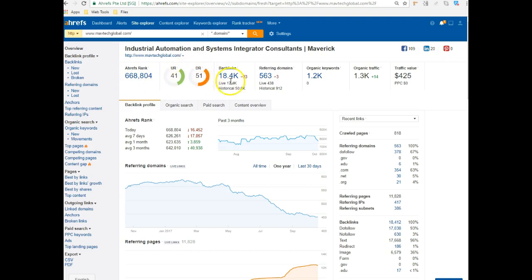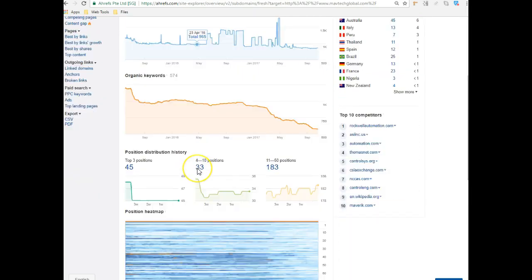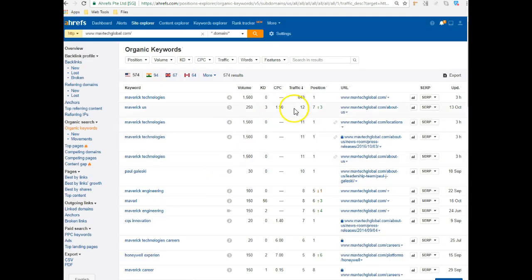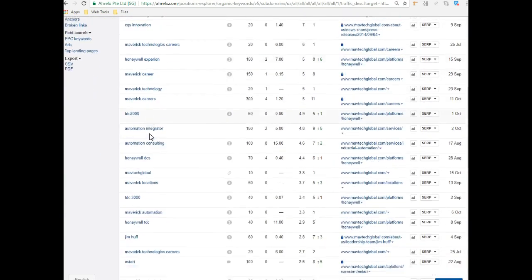Their domain ratings, very high. They got lots of links, 18,000 plus links being added to their site. They're getting found for 1,200 keywords, which is bringing them on average 1,300 traffic. So that's incredible. What we can do with tools such as this is we can go in and take a look at their organic search. So we can see all their keywords, kind of where their traffic's coming from.